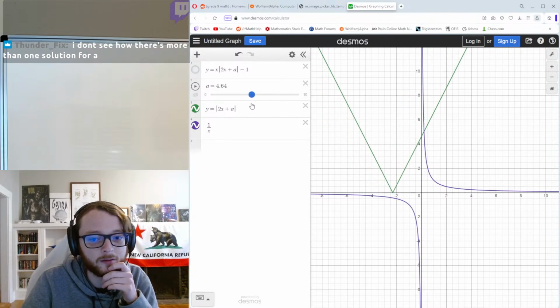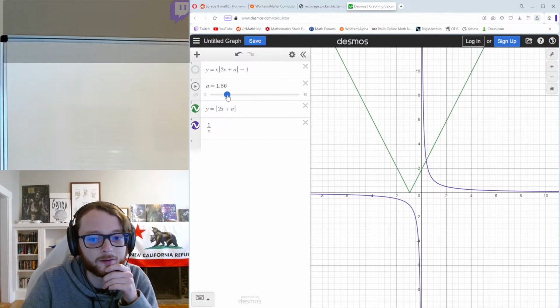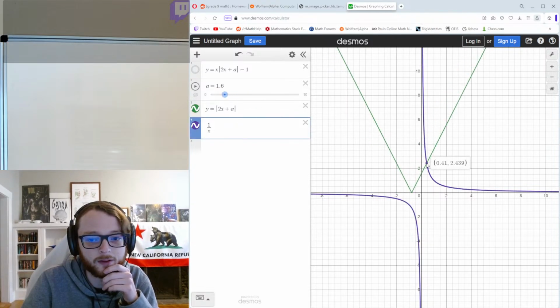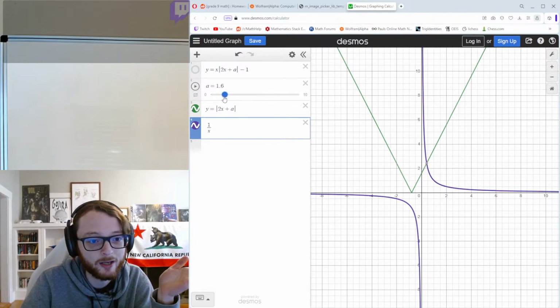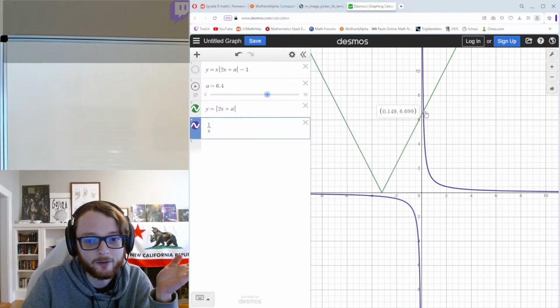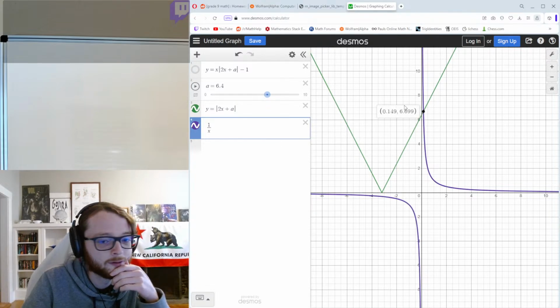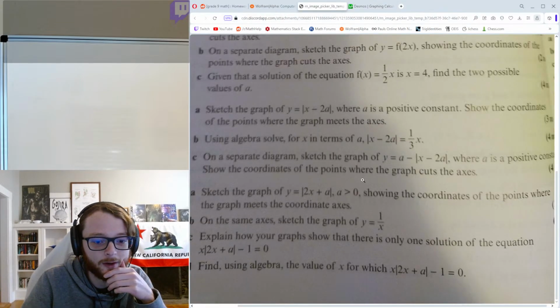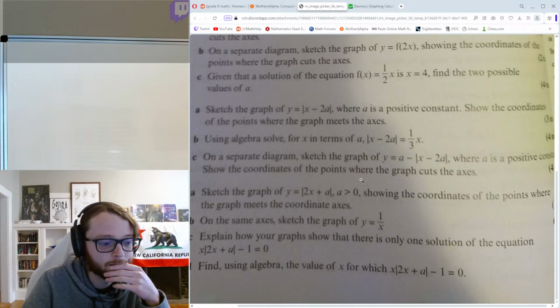Well, I'm thinking like the x value where they intersect depends on your value of a. Like the intersection right there is 0.41 when a is 1.6, but if you change a, you now get an intersection of 0.149. So the answer here has to be like x equals some equation with a.